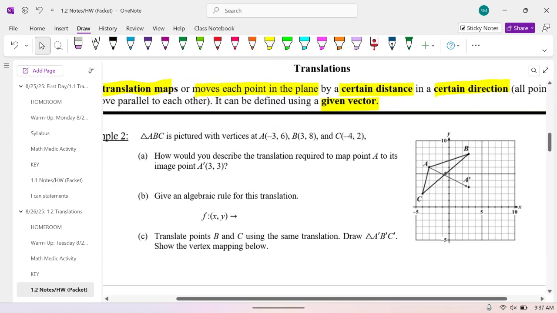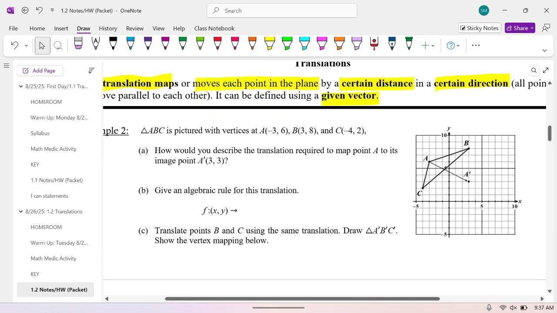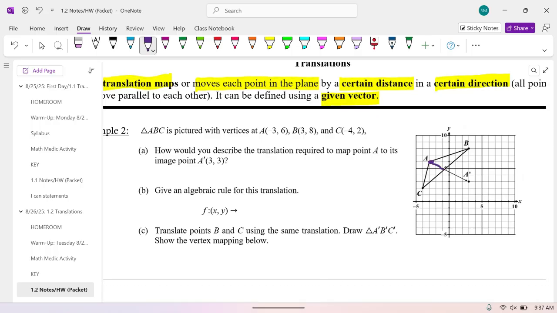which if we look at example 2, this is our vector right here. It's a little hard to see, but this is the vector right here. They didn't tell us how we got there. They just gave us a vector. So how do you think I'm going to figure out how I got there? Right, you just do some rise over run, but make sure you start at the original point.